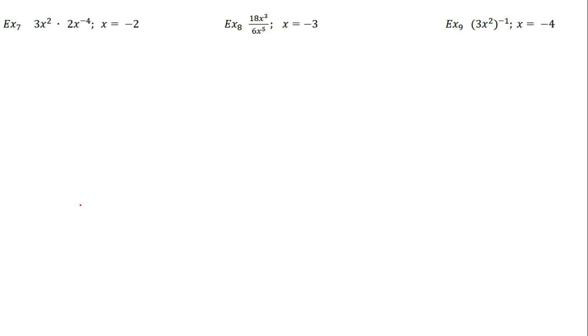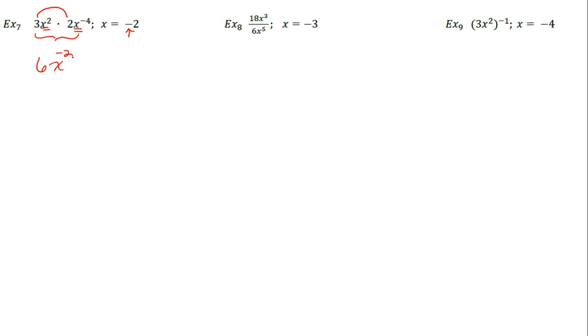Now the last set we're going to take a look at, we are going to be given the value that our variable is. We are going to substitute it in, being careful, especially when we have a negative value. But before we do that, we are going to simplify the expression and then substitute to evaluate. So here we simply have 3 times 2, which is 6. And then we have the product rule.